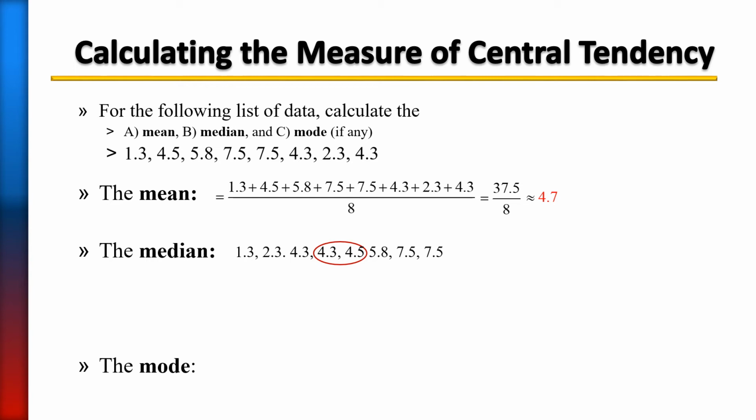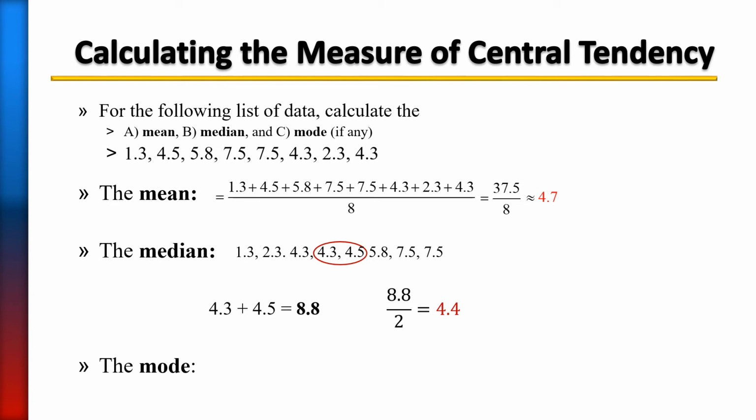So to find the median, all we need to do is to find the average of those numbers. So recall the average: add the numbers, and divide by the number of numbers. So in this case, we're going to add 4.3 plus 4.5, and that's going to give us 8.8. Divide by 2, and that gives us a median of 4.4.